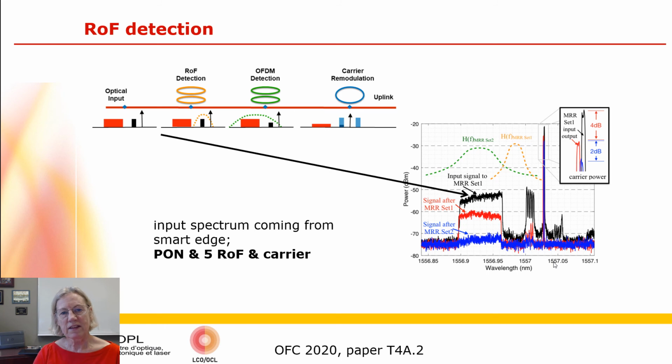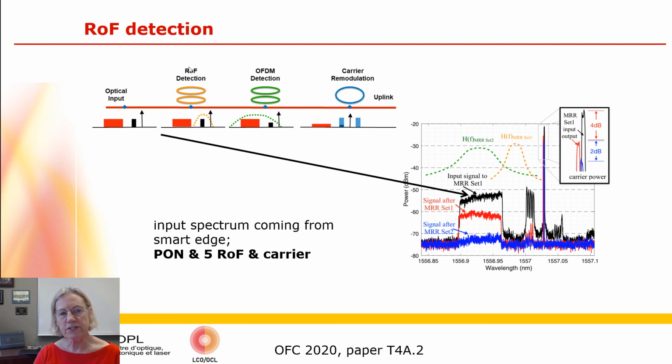So here I have the experiment that we ran for the ONU. Here is a sketch again of the components: a microring resonator for ROF detection, followed by one for OFDM detection, and then the microring modulator to remodulate the carrier for the uplink. So here in black is the original spectra that comes into this subsystem. There's a big carrier. In this case, I think we did 5 different radio over fiber channels on one subcarrier. And then we have the broadband signal, again an OFDM signal in this case.